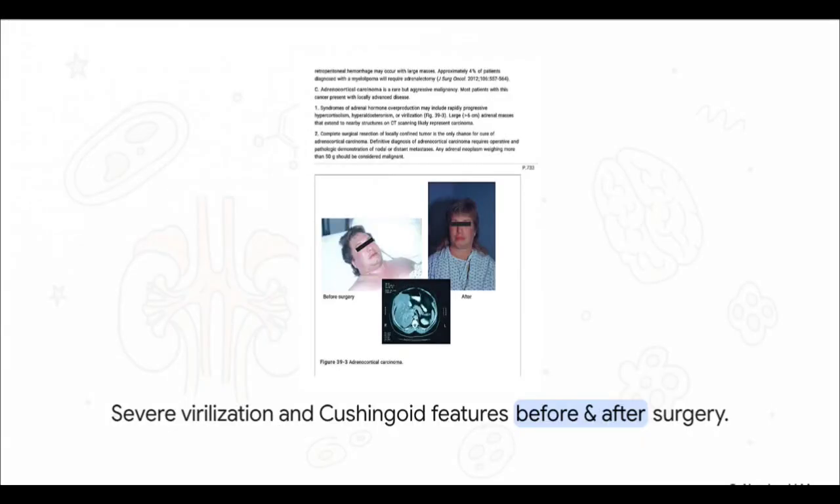And trust me, you do not want to miss adrenocortical carcinoma. It's rare, yeah, but it is exceptionally aggressive. Just look at the severe viralization and Cushingoid features before surgery, and then the vast clinical improvement after resection. A complete surgical excision of a locally confined tumor is really the only definitive chance we have for a cure.